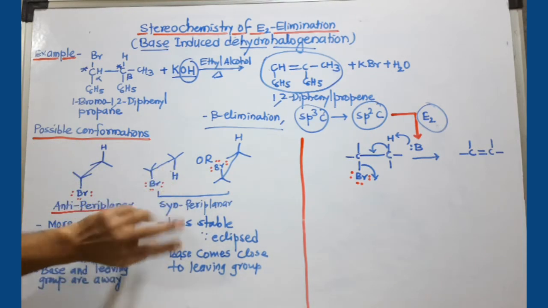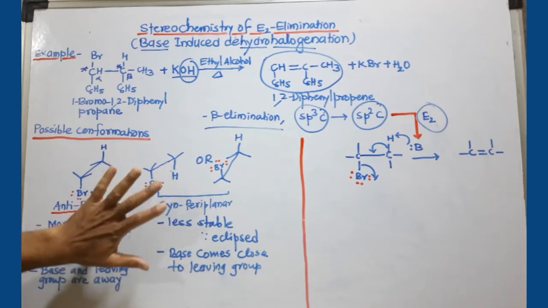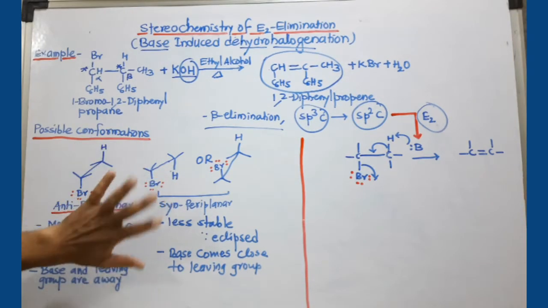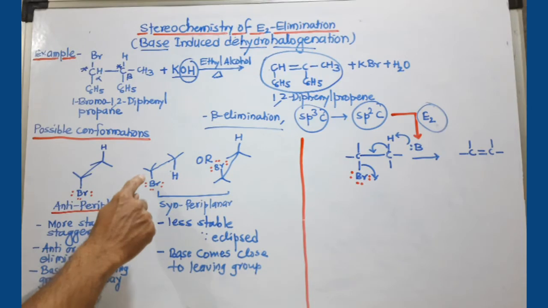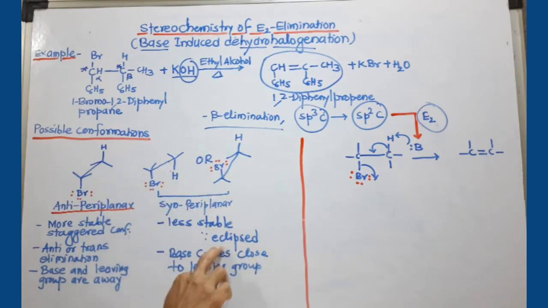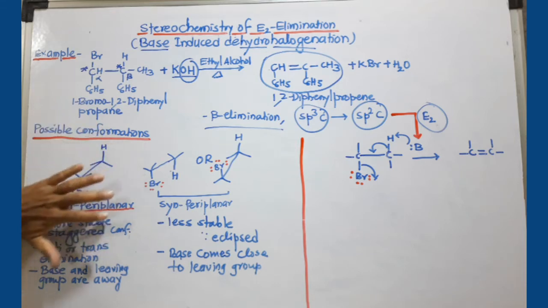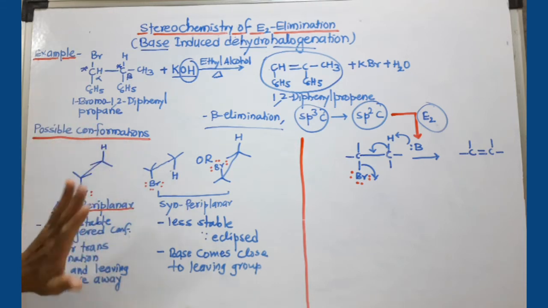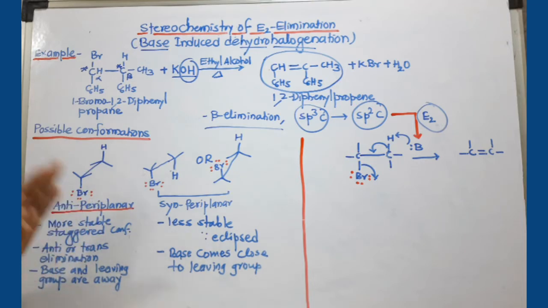So there the dihedral angle is 0, and because of this there is a repulsion between the electrons of these bonds. So this syn periplanar arrangement is less stable. This is called eclipsed. So you know very well, eclipsed arrangement is less stable than the staggered conformation. So this anti-periplanar conformation is a staggered conformation, and staggered conformation is more stable. More stable means this molecule will try to remain in this anti-periplanar arrangement for more time.